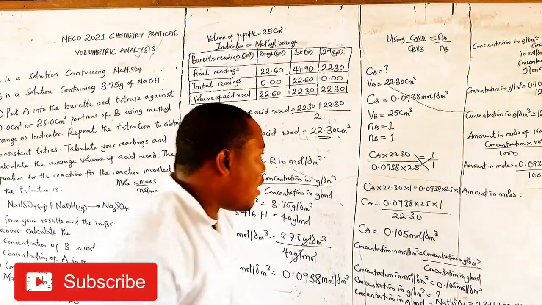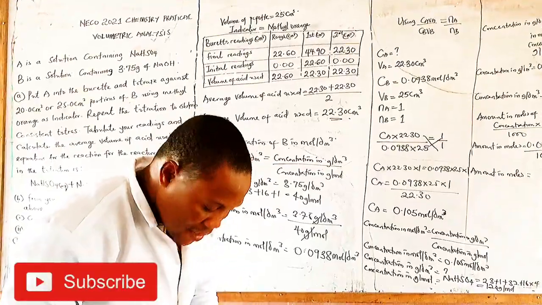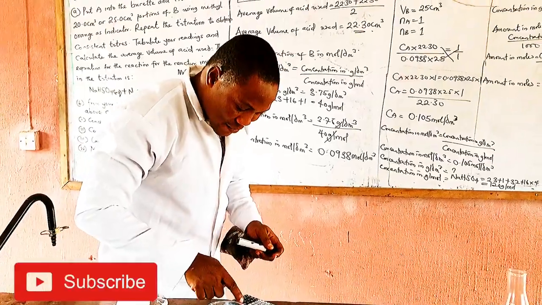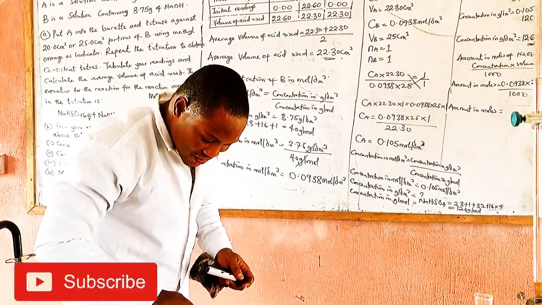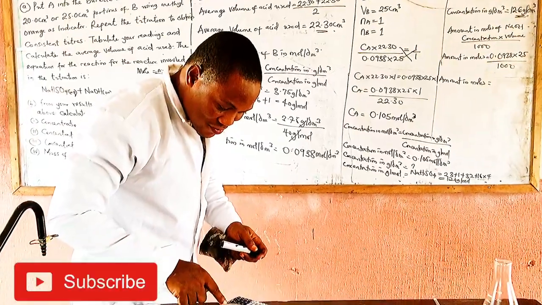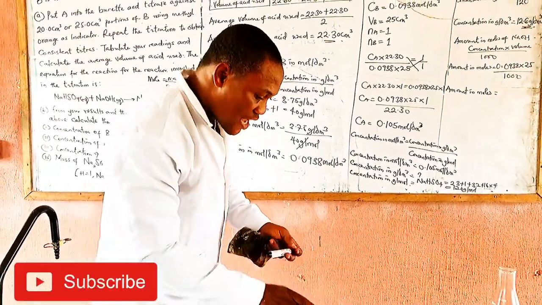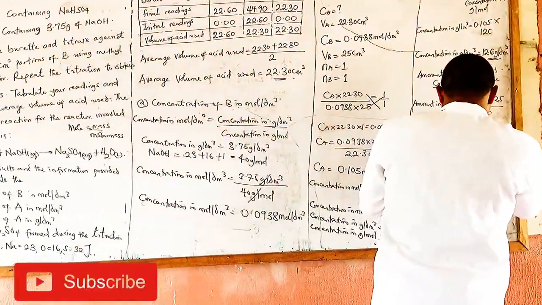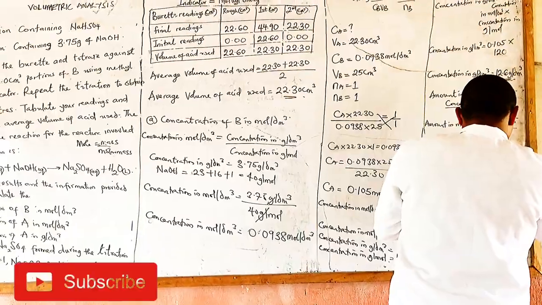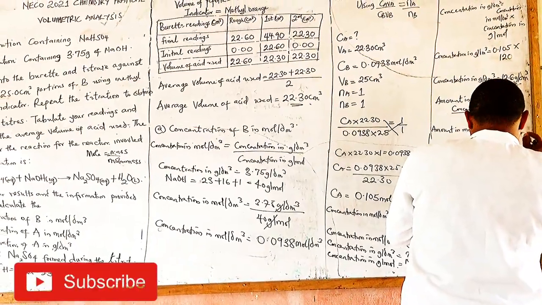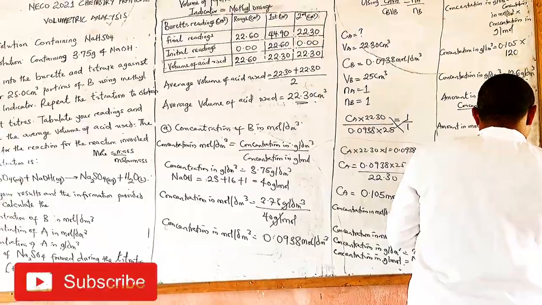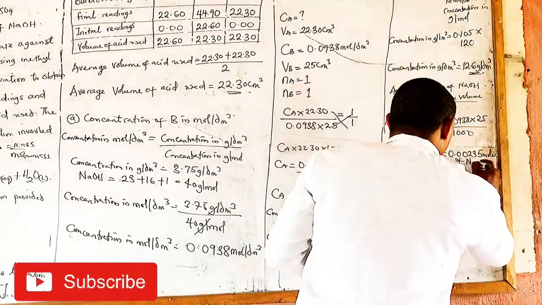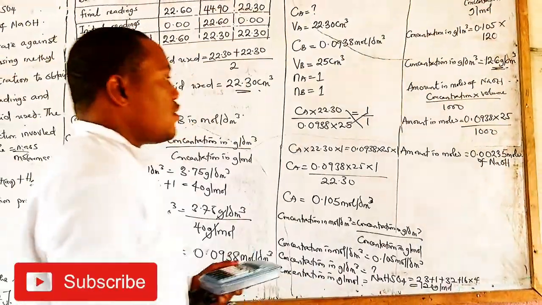So from here now, our amount in moles becomes 0.0938 times 25, divided by 1000. That's giving us 0.00235 moles of sodium hydroxide. I hope you are following.